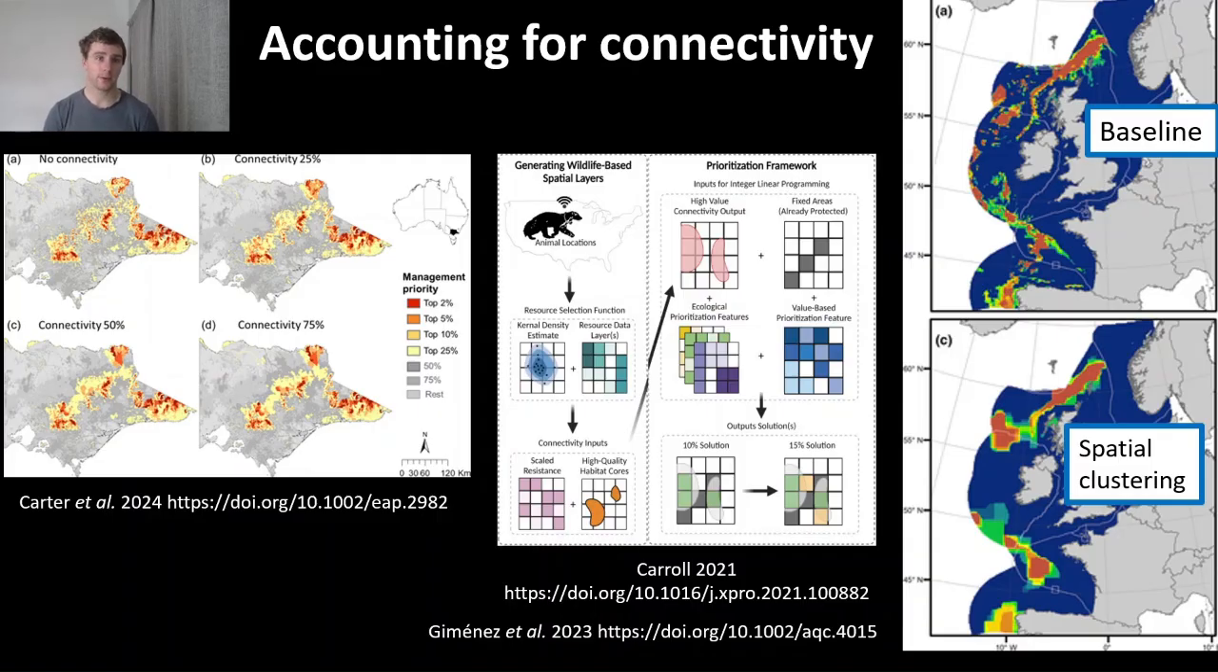Another approach for accounting for connectivity is using spatial fragmentation. So that's the example on the far right, where you can spatially cluster together your priority areas so they form bigger reserves. And then the idea with that is you would get more increased within reserve connectivity.